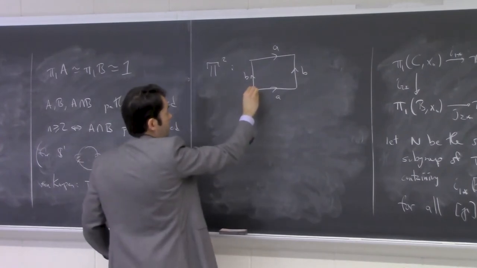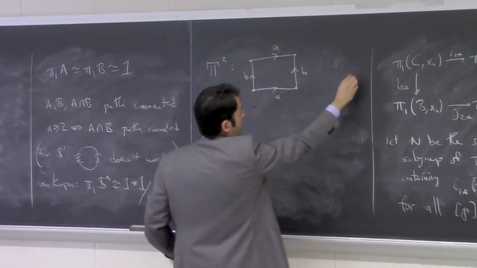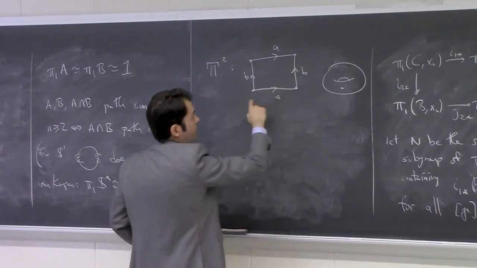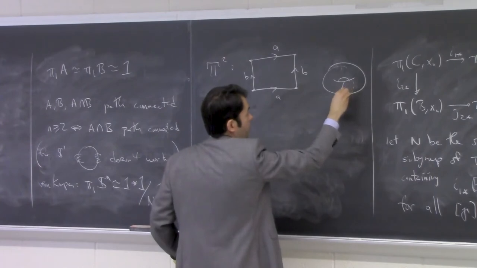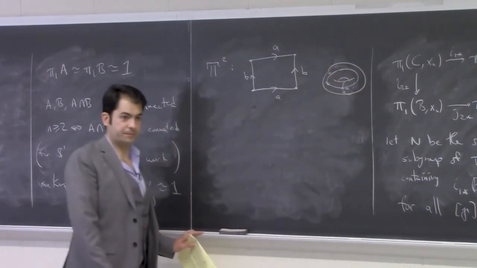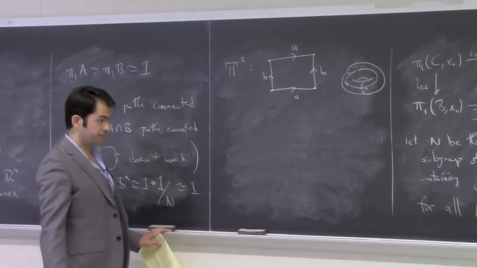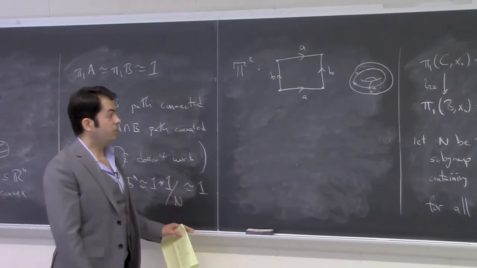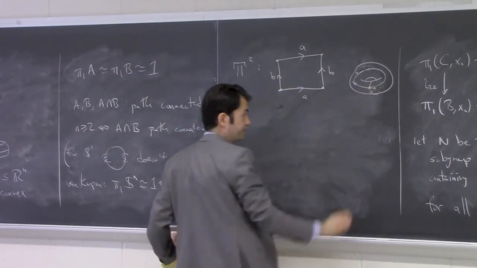And remember that all four vertices correspond to the same point. So you have some point here, and all four vertices correspond to the same point. And then you have one loop, say that one is A, and then you have some loop like that is B. Okay, so we want an open cover of path-connected sets. So we're going to use this as our vertex. So this is going to be the base point.